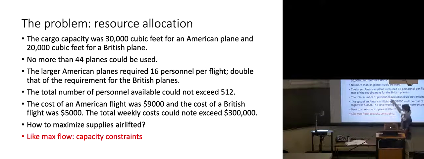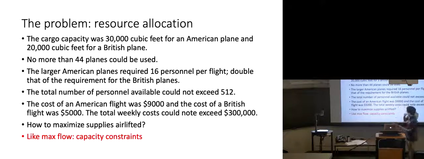The total number of personnel was so much. The cost was this much. How do you maximize how much you can airlift, given maybe some demands on how much cost you have? Right? The total weekly cost could not exceed some limit. So there are all these constraints that were given. When you write down all those constraints, it actually looks a lot like maxflow. You would have linear constraints. These are all linear constraints.